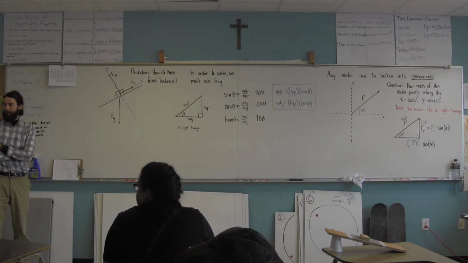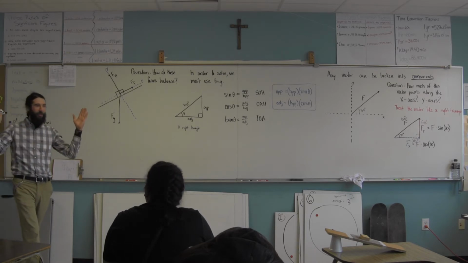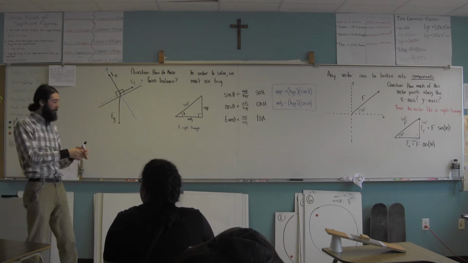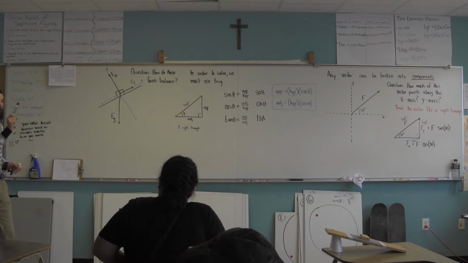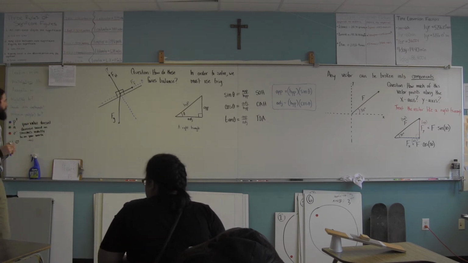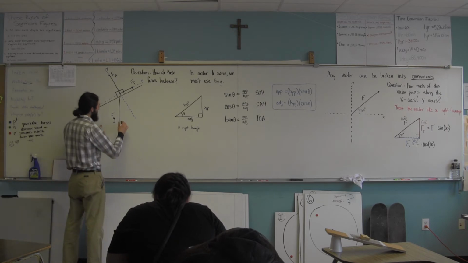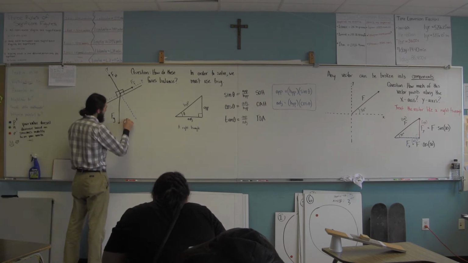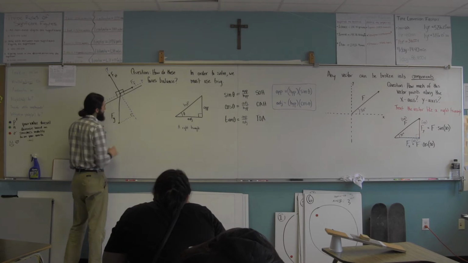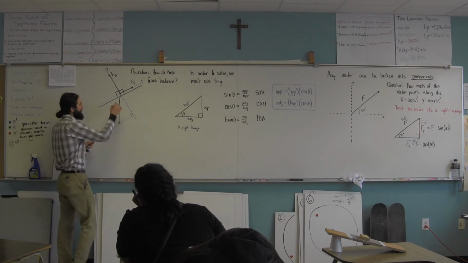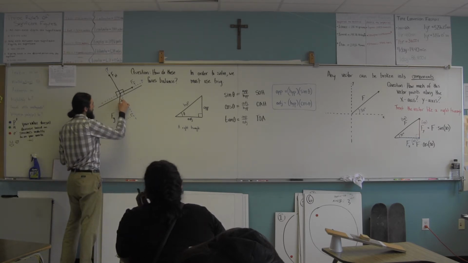What do we need to do? Split it, yeah, split it into its two components. All right, so the first thing you need to do is find the right triangle. And the right triangle might be a little more tricky to see than what you think, but the right triangle in this case is right here. And this is going to be our angle theta.